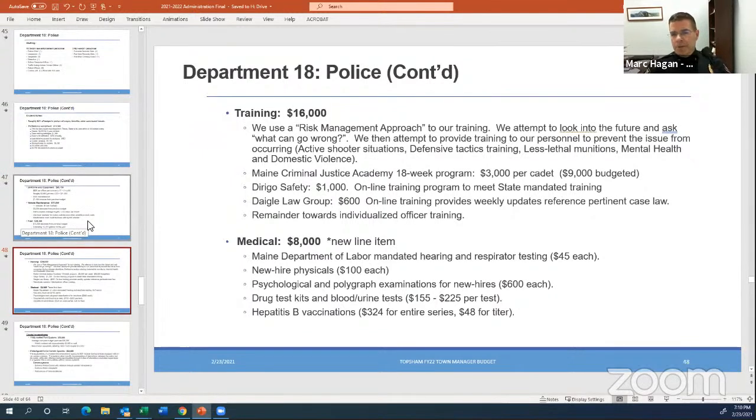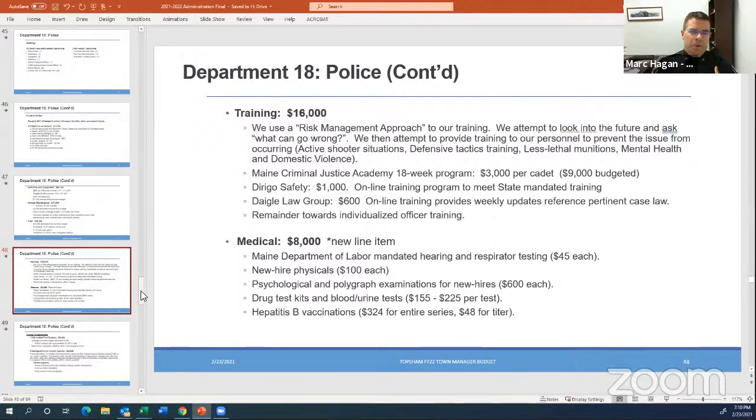Training, just so you all know, we use a risk management approach to our training. What does that mean? That means that we're trying to look into the future and basically ask ourselves what can go wrong. And once we see what the issues are, what we believe the issues are, we're trying to address it through training. And, I threw up some examples here: active shooter situations, defensive tactics, less lethal munitions, mental health issues.